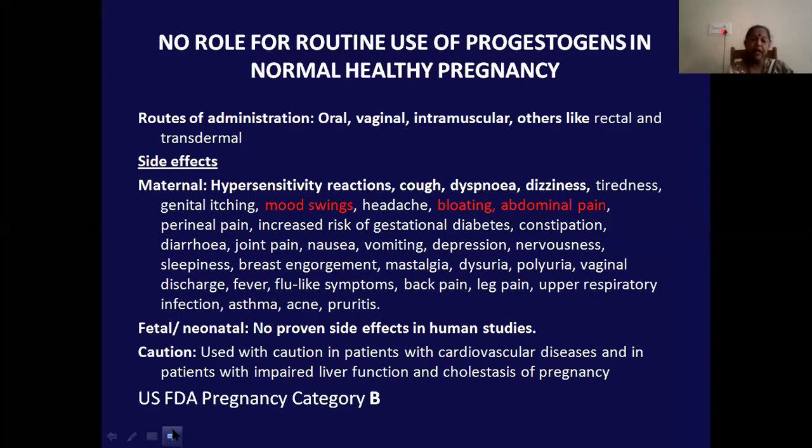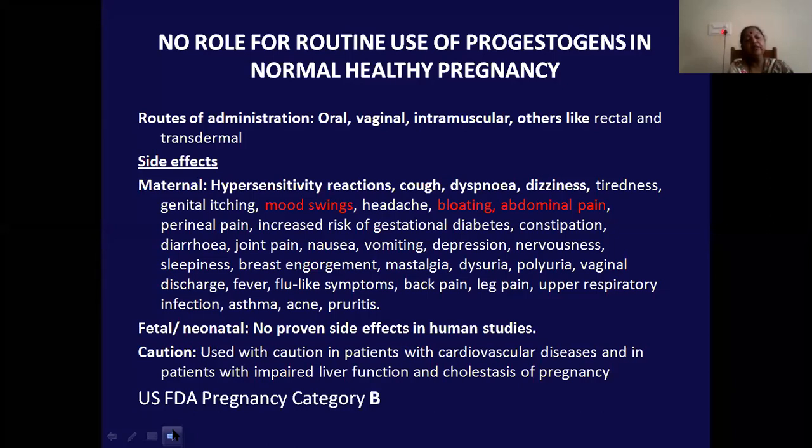One should remember, once the patient becomes pregnant, you need not supply these women with progestogens, because you should know about the side effects of unnecessary progesterone prescriptions. There can be mood swings, hypersensitivity reaction, dizziness, increased risk of gestational diabetes, constipation, and importantly, you should monitor their liver function test. Use caution with cardiovascular disease, impaired liver function and cholestasis of pregnancy. Progestogen can lead to cholestasis, and this warns about inadvertent prescription of progesterone in pregnancy.